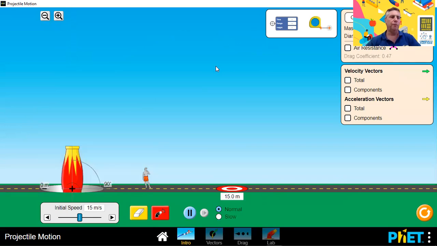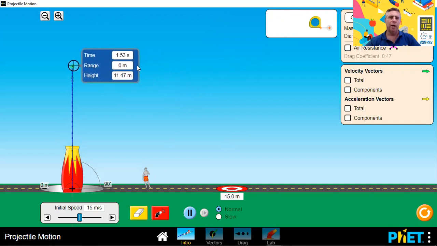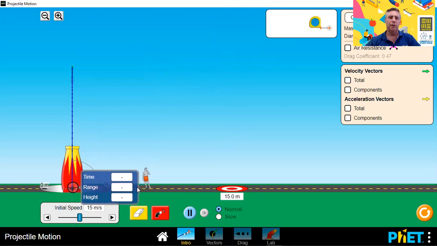Point number 5 says that an object thrown upwards takes the same amount of time going up as it does going down. Now we can see that with vertical projectile motion, and we can take our measuring device and measure at the top. The time is 1.53 seconds, and at the end, 3.06 seconds, exactly double.